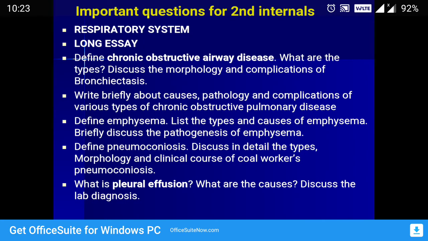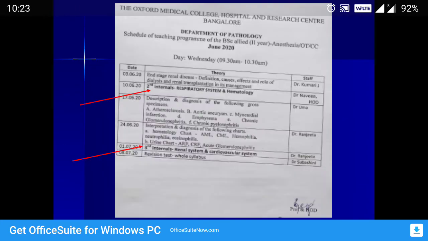Now, before ending the class, this is the schedule for your June. This is the schedule which will be followed in the month of June. Go through this. One important thing I have to tell you is you have two internal assessments. The second internal assessment is on 10th of this June, and the third is on 1st of July.